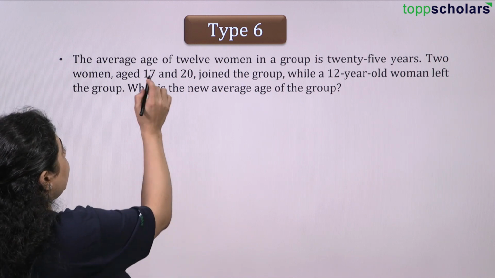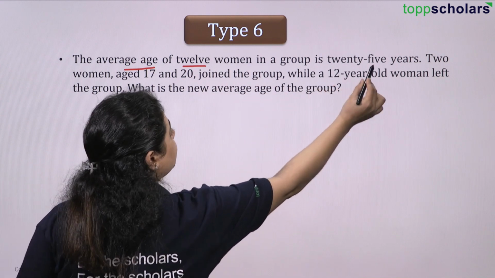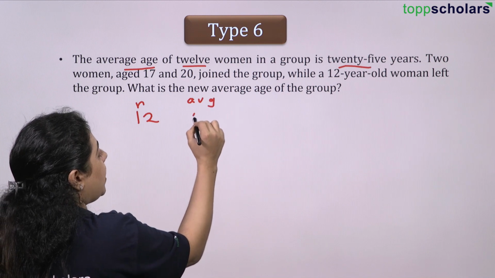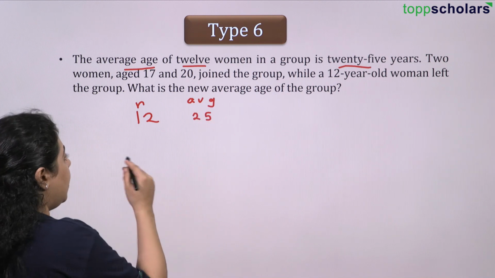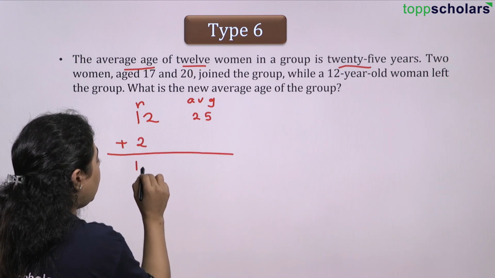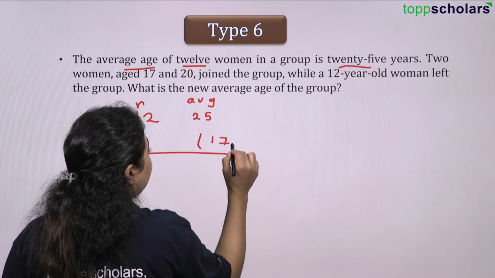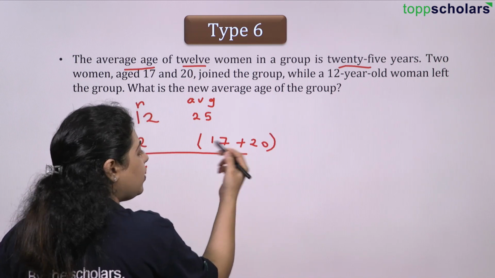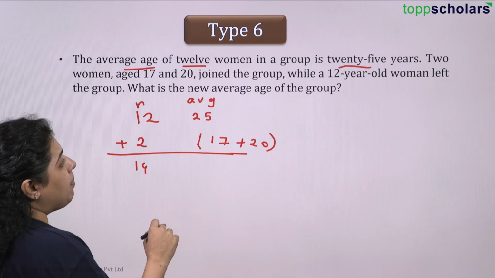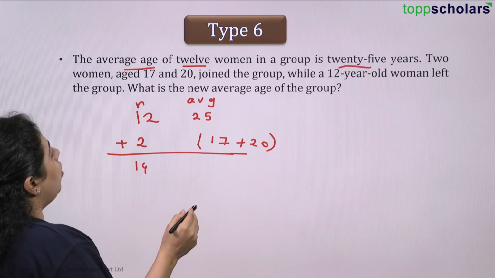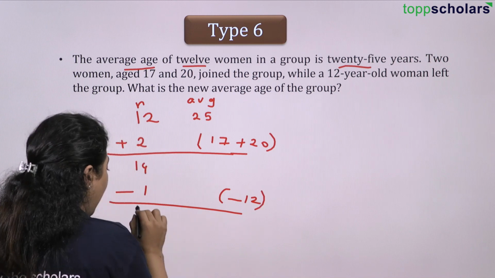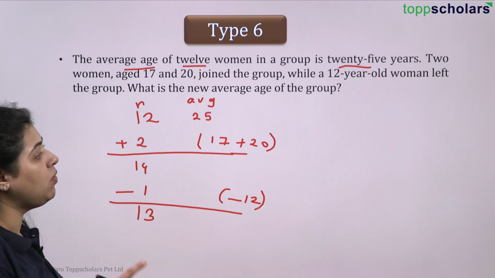Okay. So now prior we are given the average age of 12 women is 25 years. Means prior there were 12 women whose average was 25. What happened later? There were 2 women who were added, so there were plus 2. Now we have 14 women, and their ages were 17 and 20. They are added, so we are adding it up. And then what happened is, with 14 people there, a 12-year-old woman left the group. So now 1 woman is going. We have only 13 people. The question is saying what is the new average.